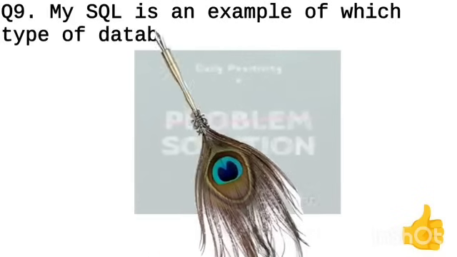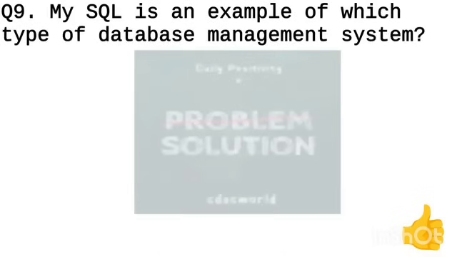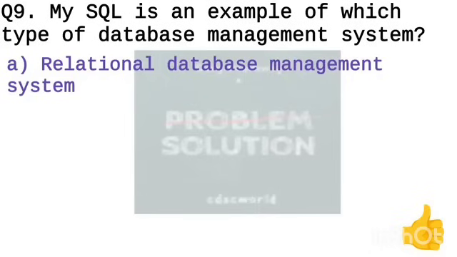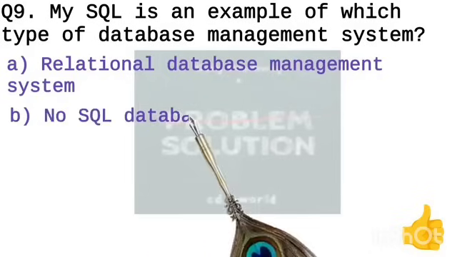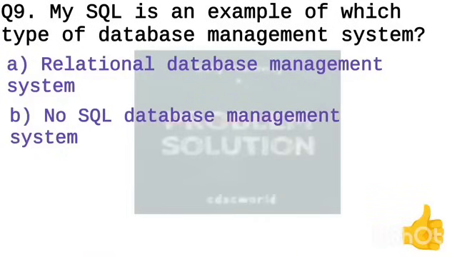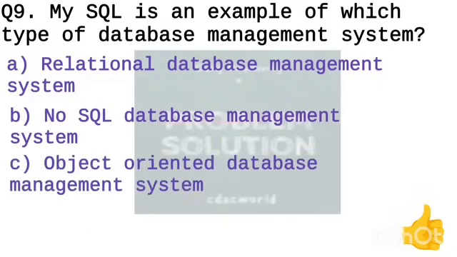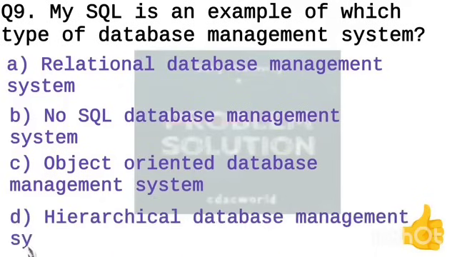Query number 9. MySQL is an example of which type of database management system? Option A. Relational database management system. Option B. NoSQL database management system. Option C. Object-oriented database management system. And option D. Hierarchical database management system.